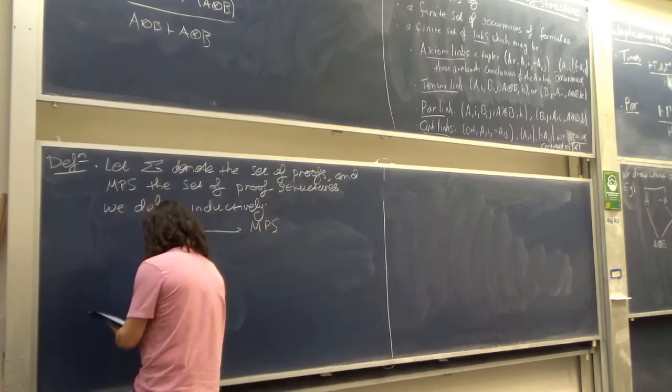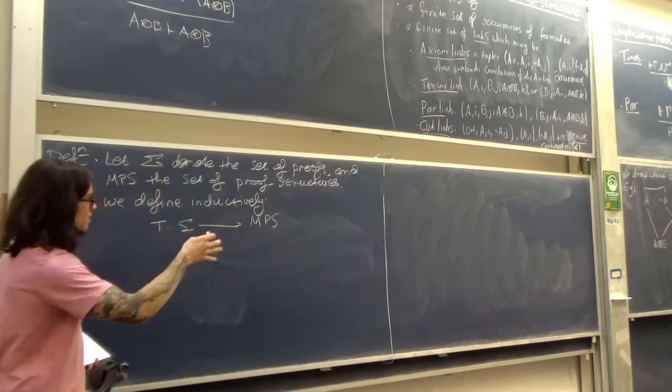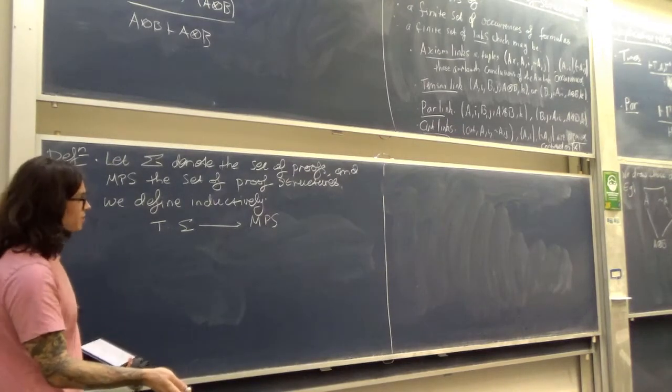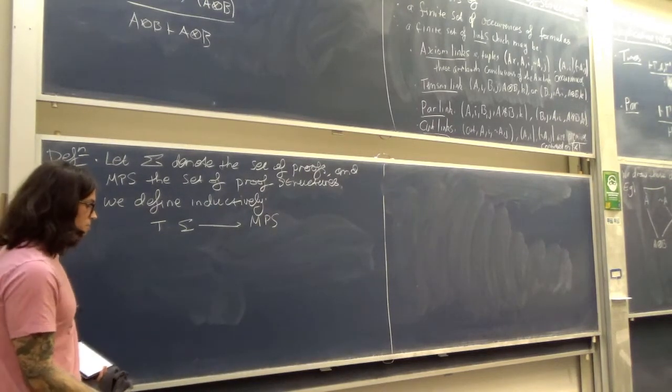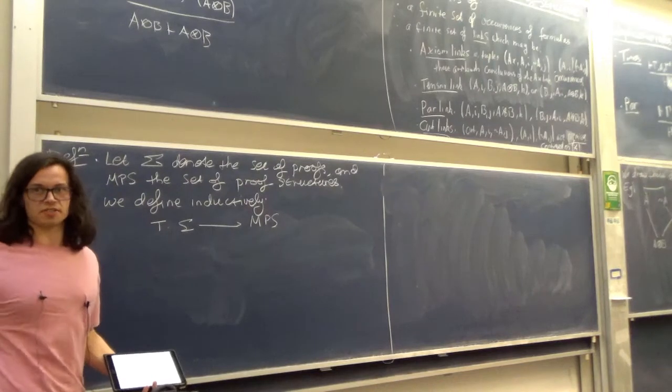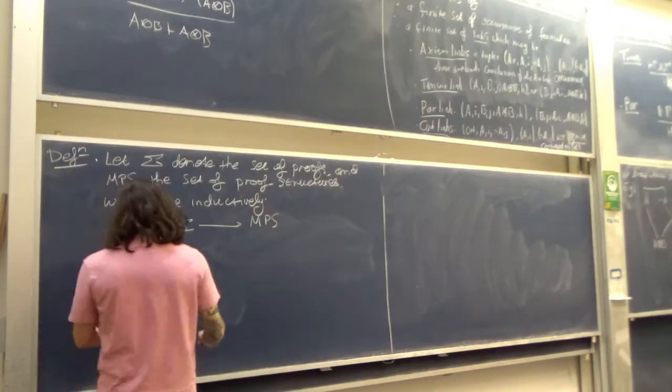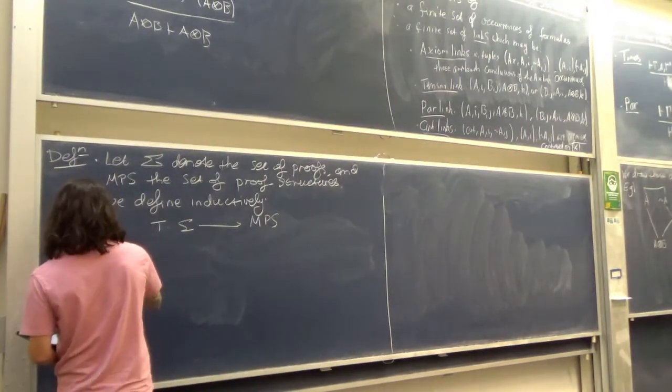Okay, sweet. So let's get this on the board. Okay, so as I said, it's inductive. Basically, what we want to do is look at your sequent style proof and then use that as instructions in order to build your proof net, right? Okay, cool.